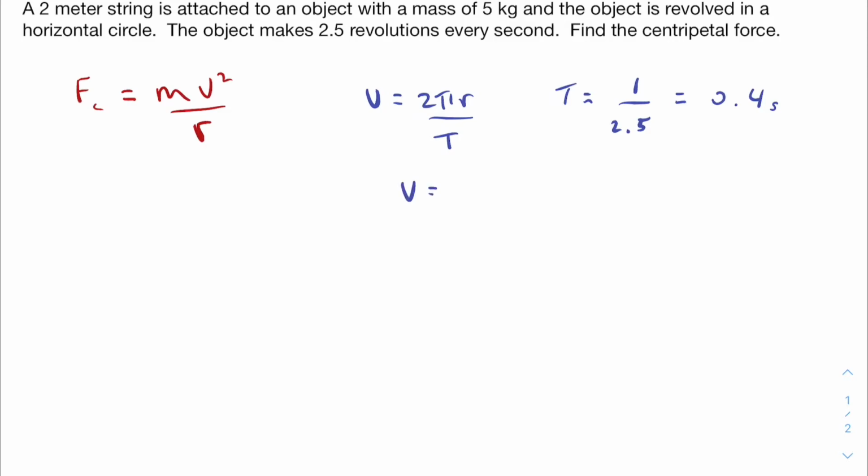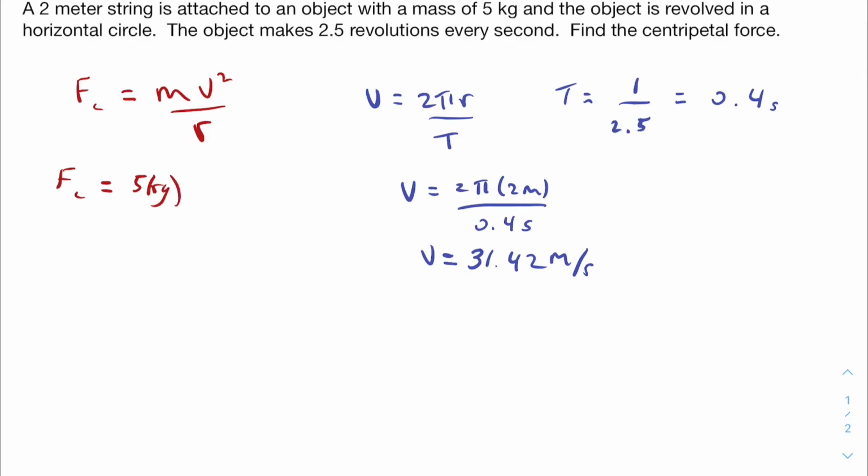Now we can plug 0.4 seconds in for T and 2 meters, or the length of the string, in for r. Solving the equation, we find that the magnitude of the velocity, or the speed of the object, is equal to 31.42 meters per second. Now that we have this information, we can solve for the centripetal force.